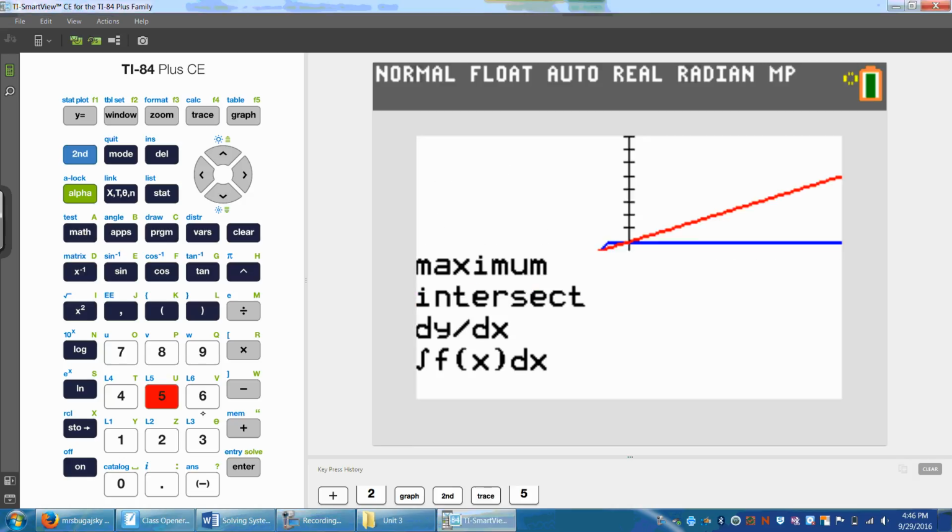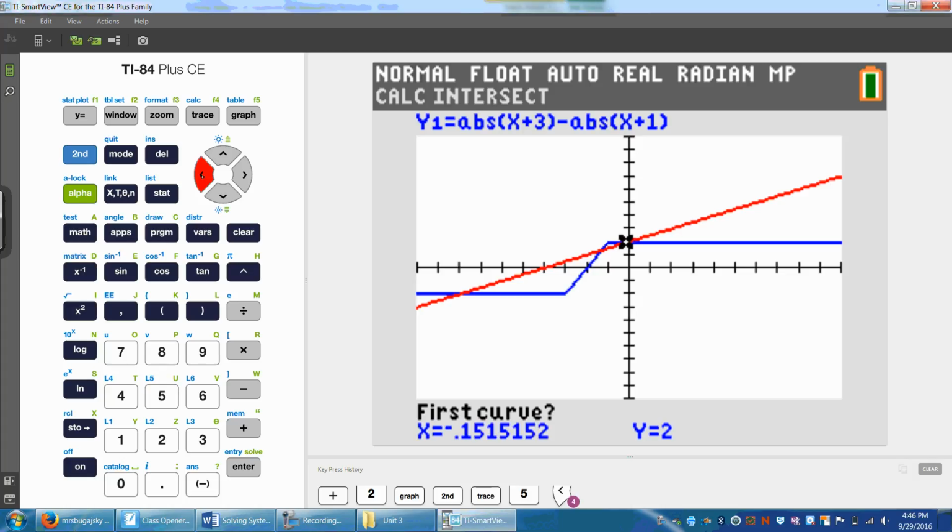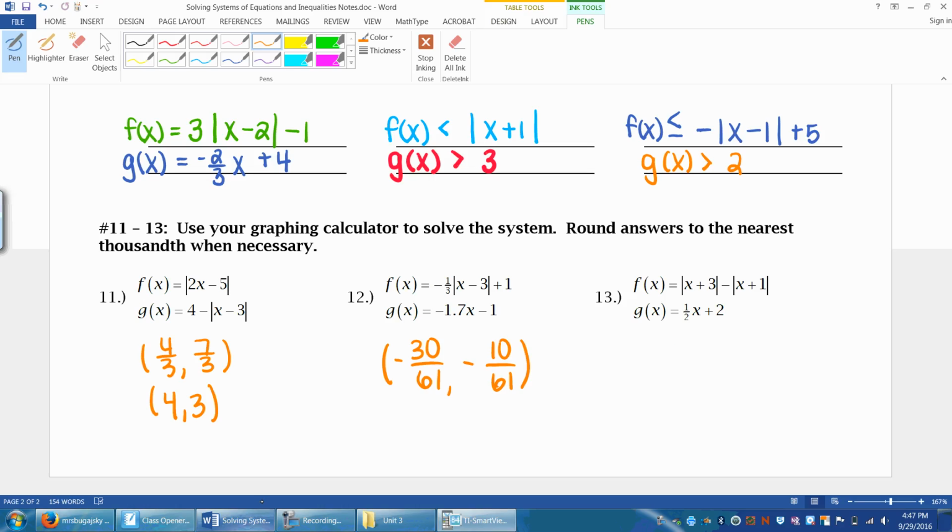So second trace, number 5. I'm going to move my cursor over to the other one. I'm sorry, not the other one, the left intersection point. It's pretty close. Enter for the blue, enter for the red, enter one more time for guess. -8, -2.